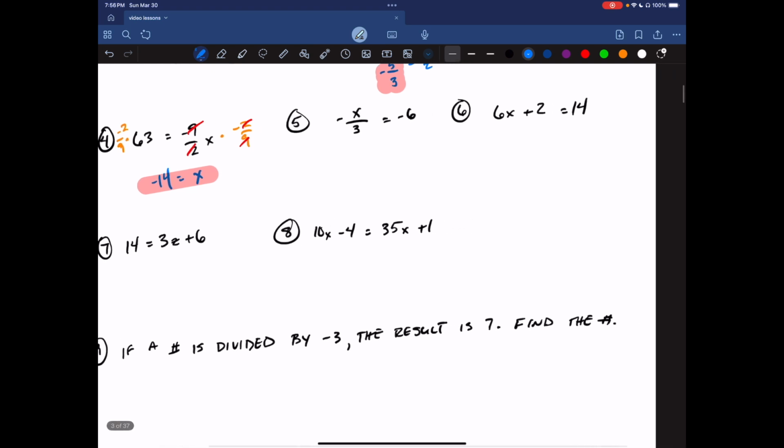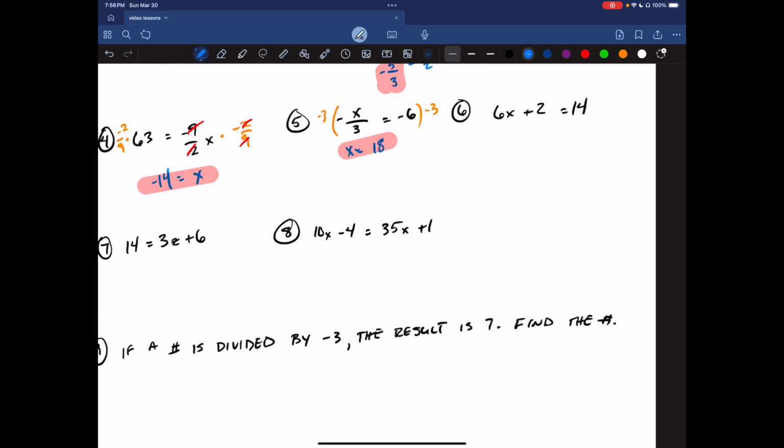Okay, number 5. Anytime you see a fraction, you should think division. Let me give you a quick demonstration. The division symbol looks like this: a fraction with 2 dots representing the place values. So when you see a fraction, that's division, and I have to undo division. How do you undo division? You multiply. So in this case, I'm going to multiply both sides by negative 3. So x equals negative 6 times negative 3, which is positive 18.